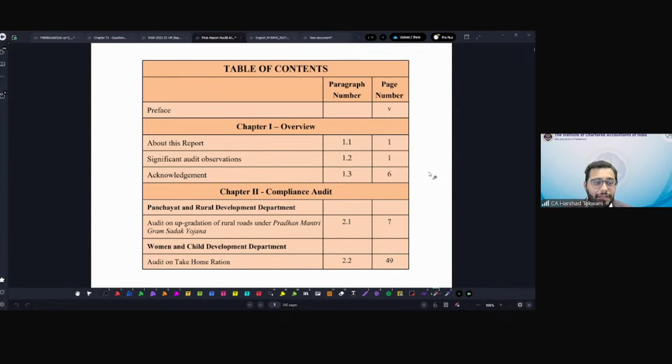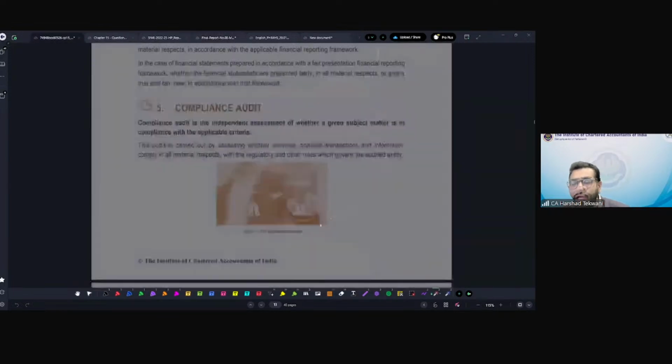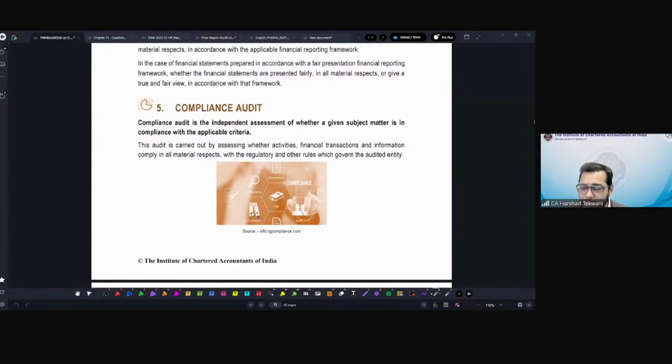Any other doubts, guys, with respect to compliance audit? Any doubts? No? Okay. If no doubts, then let's proceed to the study material and quickly see what is given there on compliance audit. And we will corroborate whatever we have seen till now. Okay.